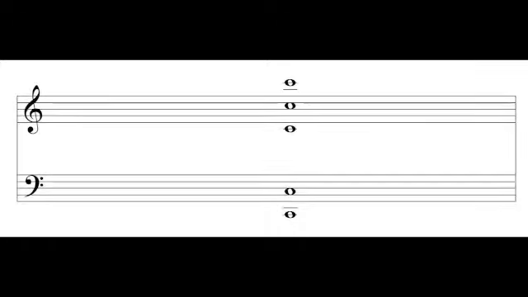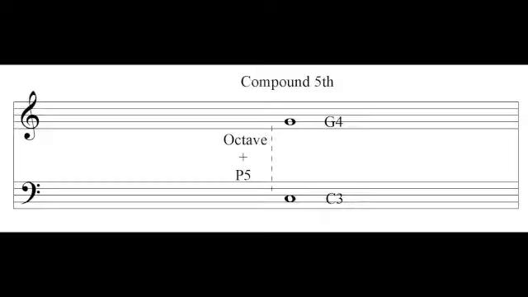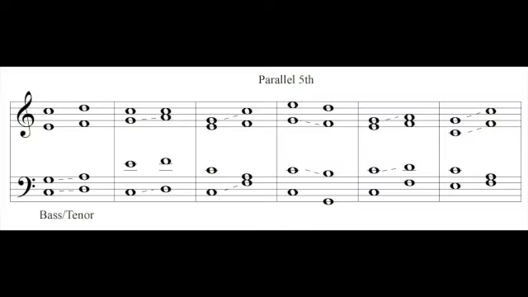When we apply fifth in part writing, it is based on pitch class. That includes compound fifth. So C3 and G4 is technically an octave and perfect fifth, but it will be treated with the pitch class concept. Therefore, it will be just perfect fifth. Perfect fifth can occur between any voicings.